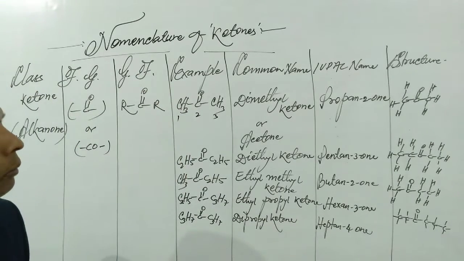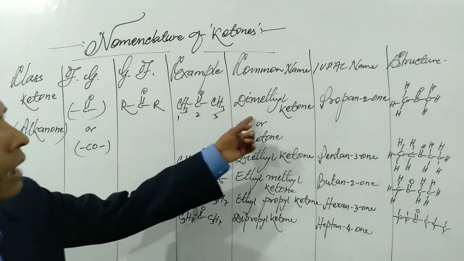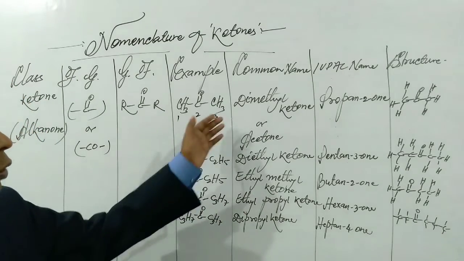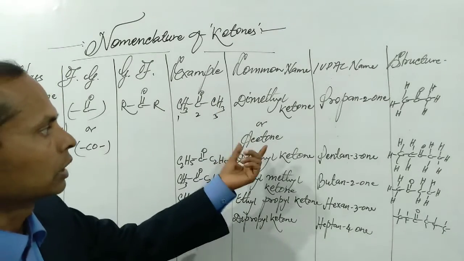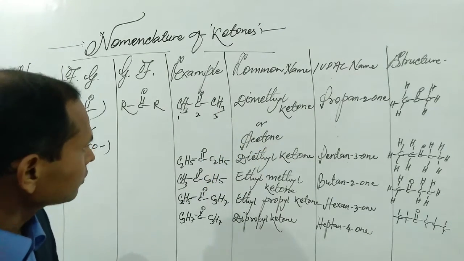The common name of this compound is dimethyl ketone. It is also known as acetone. Dimethyl ketone is also known as acetone, so we can write the name of such compound as acetone.